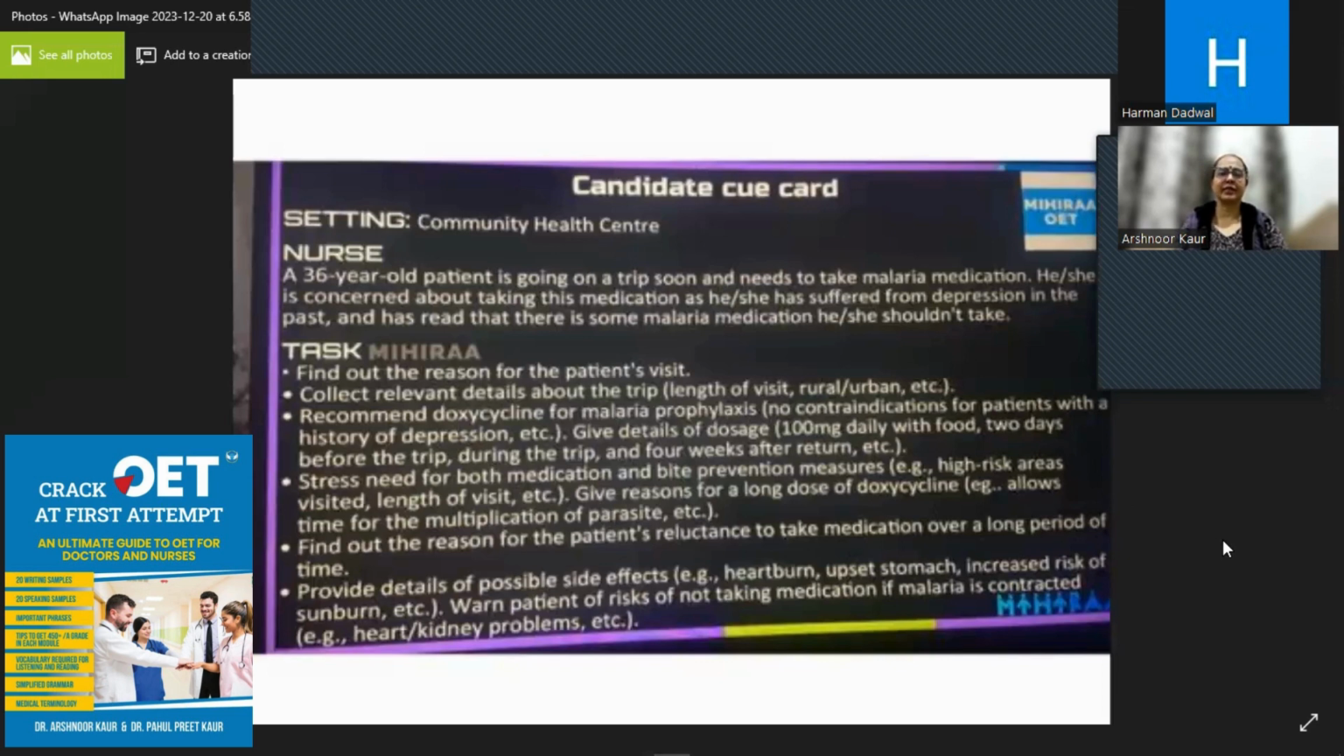In the series of role plays, today's role play is for the nurses, and the setting is a Community Health Center. Here, the patient has come to you to gather information regarding the need of malaria medication while he's on a trip. I'll explain the task and we'll start.